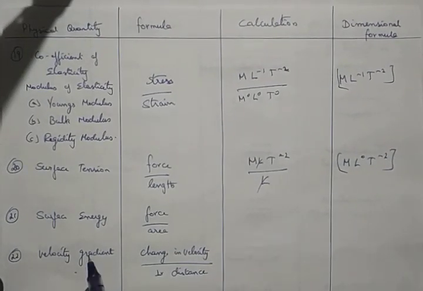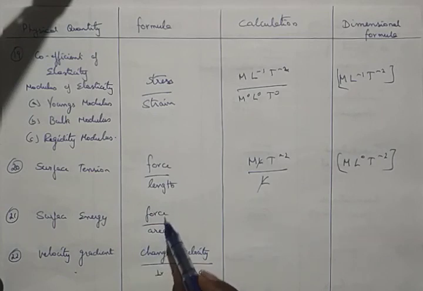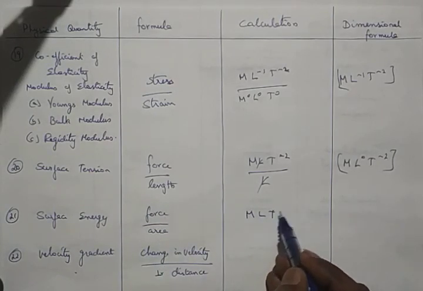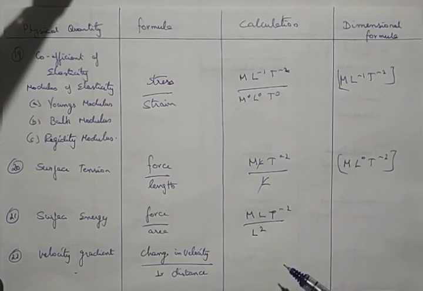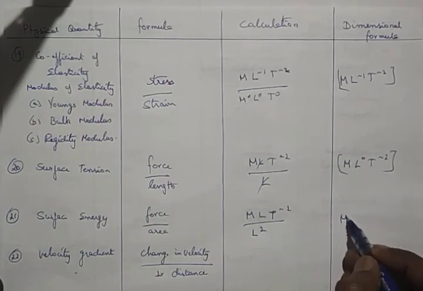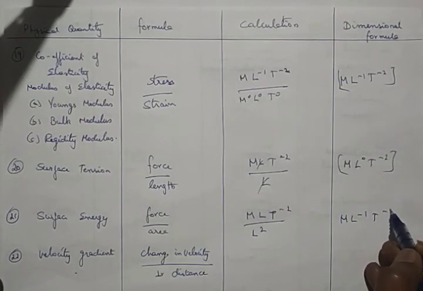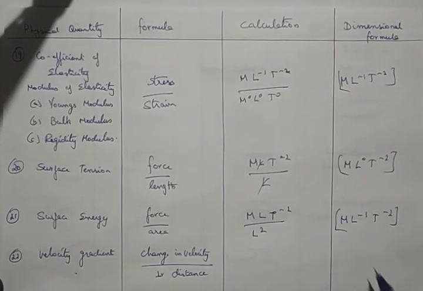Further down, surface energy is another formula. Force upon area. So M L T minus 2 upon L2. So now you can try to calculate yourself. It's quite easy now. M L minus 1 T minus 2. That is the dimension formula for surface energy.